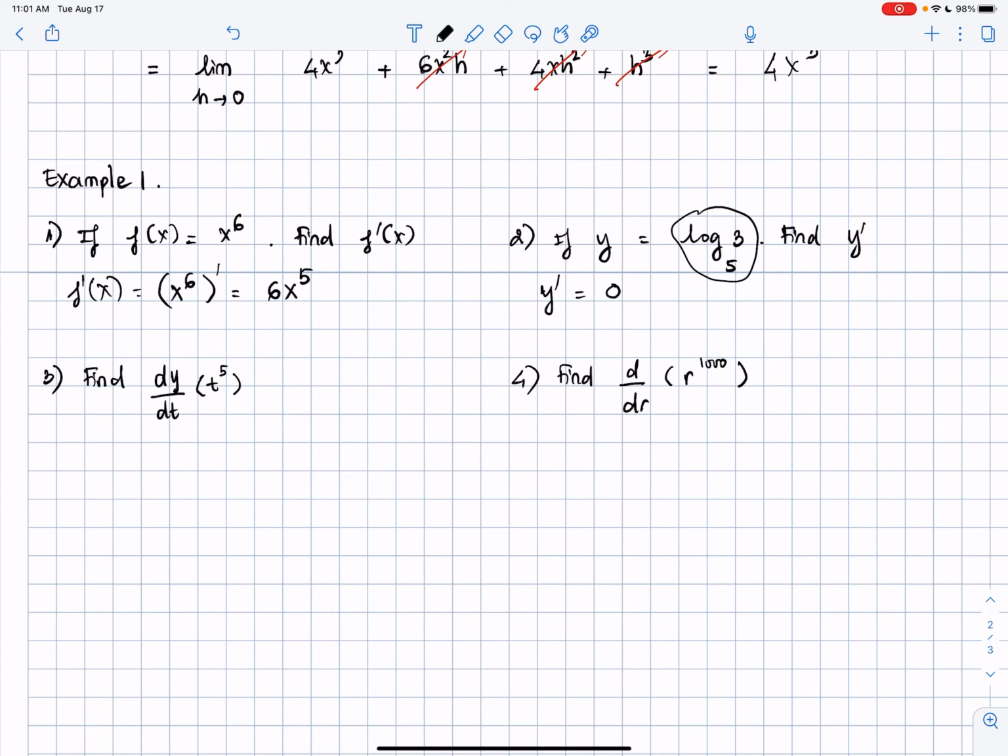In problem 3, we take the first derivative of t to the 5. This is the power rule. So we move 5 to the front, and then the exponent decreases by 1 unit, so it will be 4. We want to take the first derivative of r to the 1000 in number 4. We move 1000 to the front, and the exponent of r decreases by 1, so that will be 999.